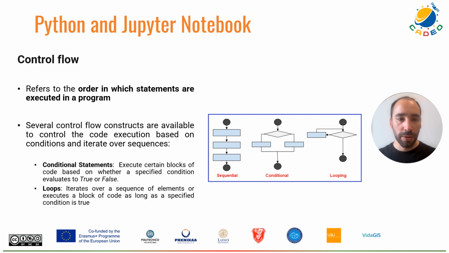Second, we have loops. Loops help us iterate over a sequence of elements or repeat execution of a block of code as long as a condition remains true. The most common loops are for loops and while loops. These control flow mechanisms help us in creating dynamic and flexible programs.